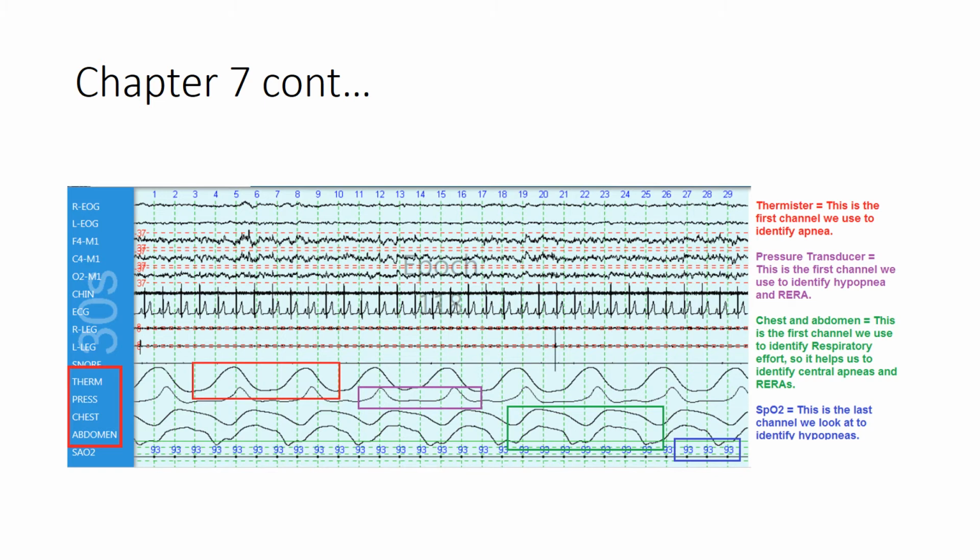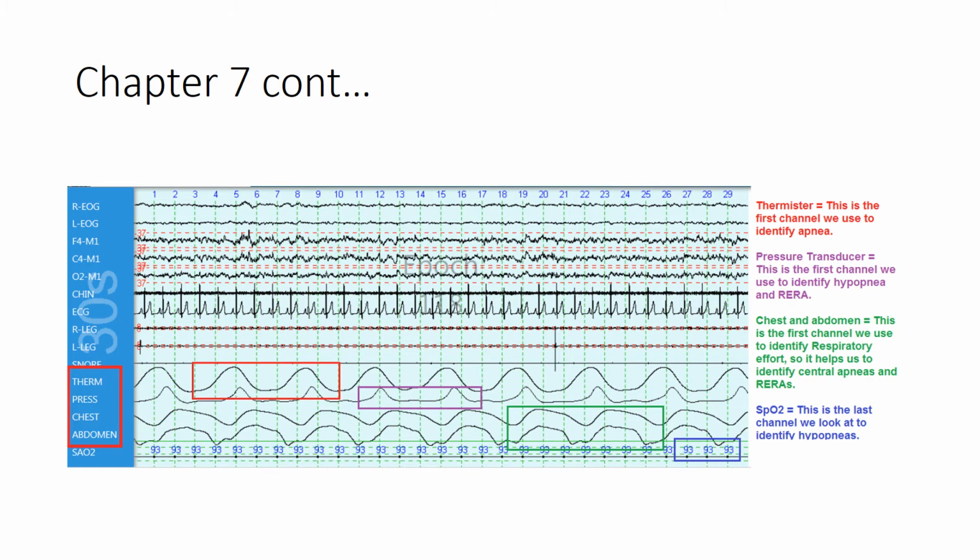Now, with an apnea, you should see flattening in both the thermistor and the nasal pressure transducer. With a hypopnea, your thermistor may look normal, but you should see a definite decrease in your pressure transducer. If you do not see a decrease in your pressure transducer, then you cannot score it. If you see a decrease in your thermistor and not your nasal pressure transducer, then you probably need to adjust your sensitivity. Okay, now let's move on to the green box.